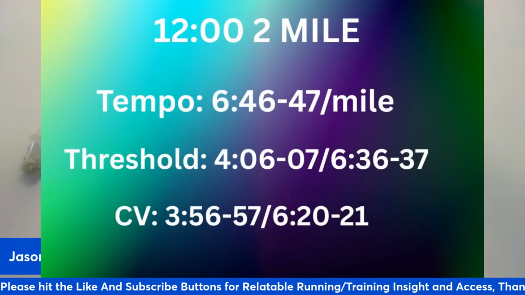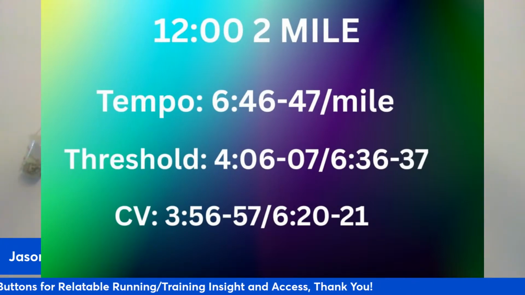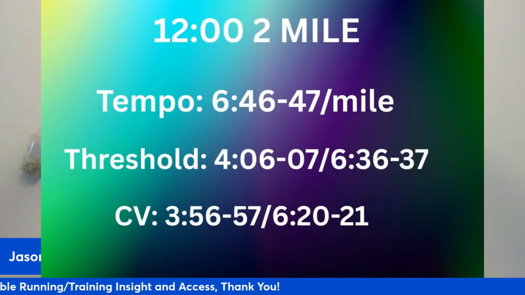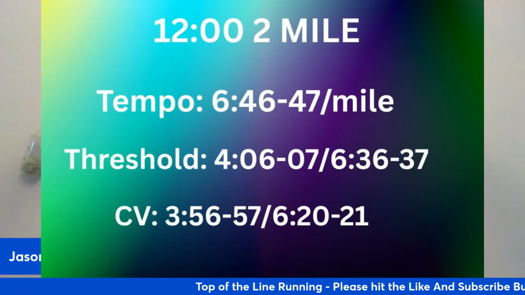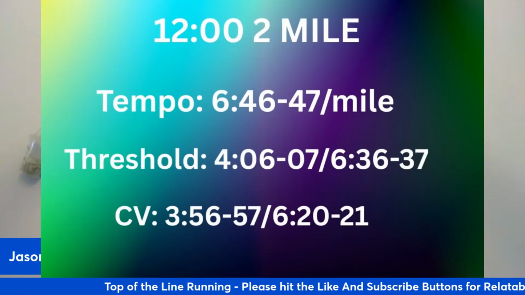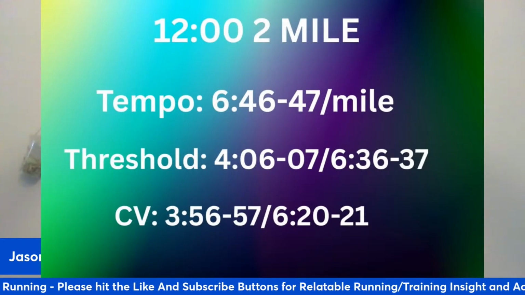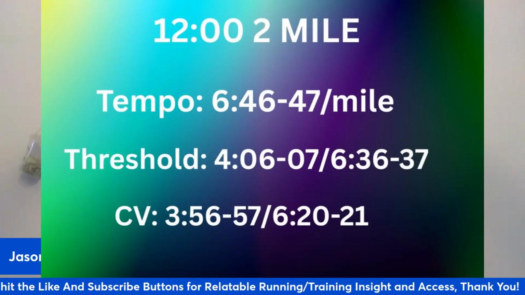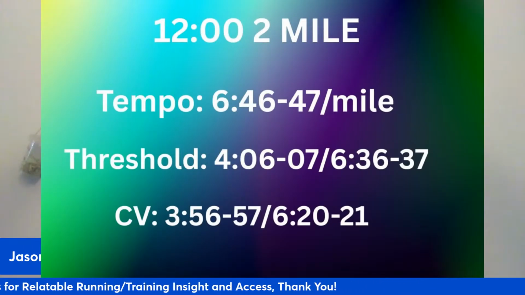Then if you go down to critical velocity, you're looking at 3:56 to 3:57 per 1K reps, 6:20 to 6:21 per mile reps. But now you could take about a 200 meter jog recovery, which would be a little bit more than a minute, like a nice, easy jog. Sometimes it's 90 seconds, whatever it might be. But in the same type of volume as well. Let's just say you do 5 to 6 times a K at threshold. You can do 5 to 6 times a K at critical velocity, 3 to 4 times a mile, 4 to 5 times a mile at critical velocity.